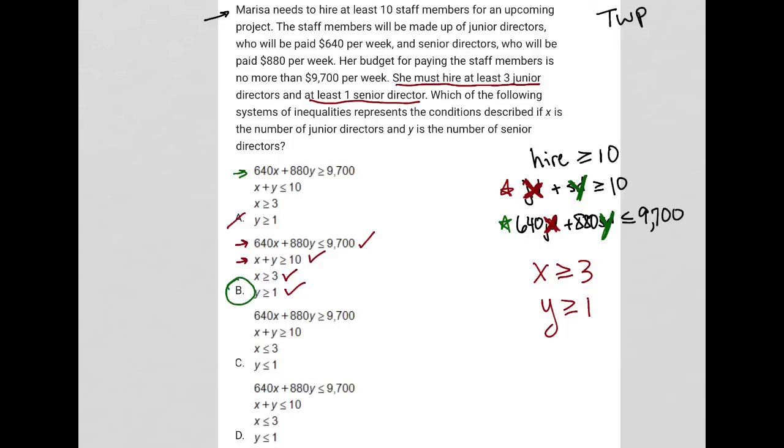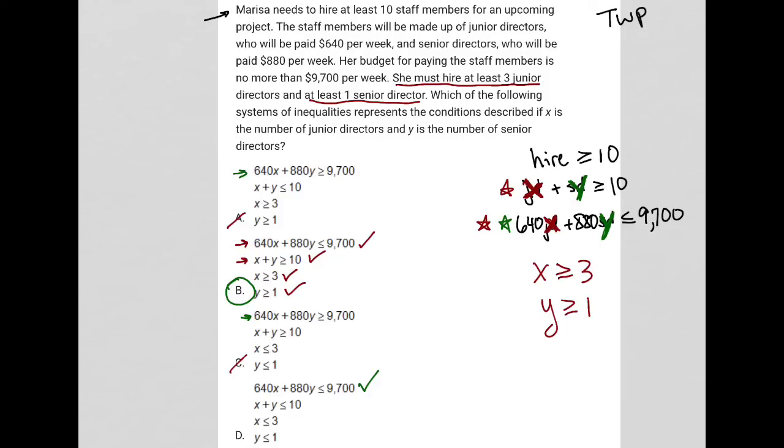But let's check the rest. Choice C, we have 640X plus 880Y is greater than or equal to 9,700. So that's not correct, right? Again, we want it to be less than or equal to 9,700. So C is gone. And choice D has the proper direction for the inequality for that.